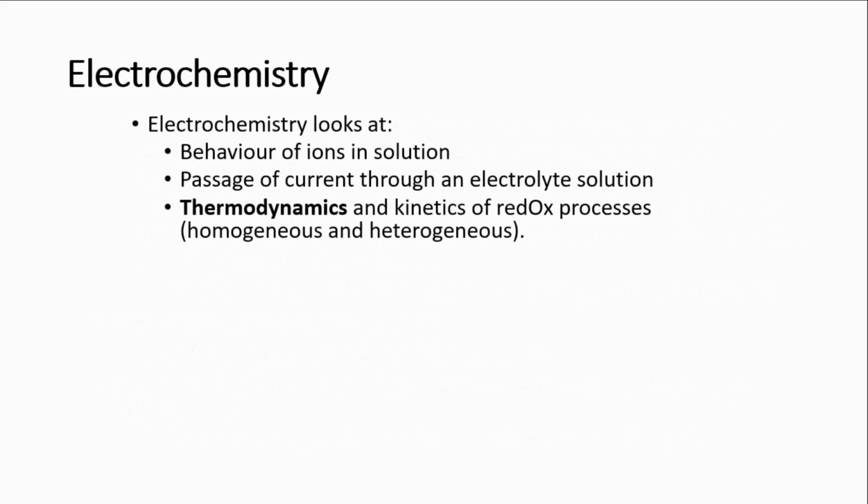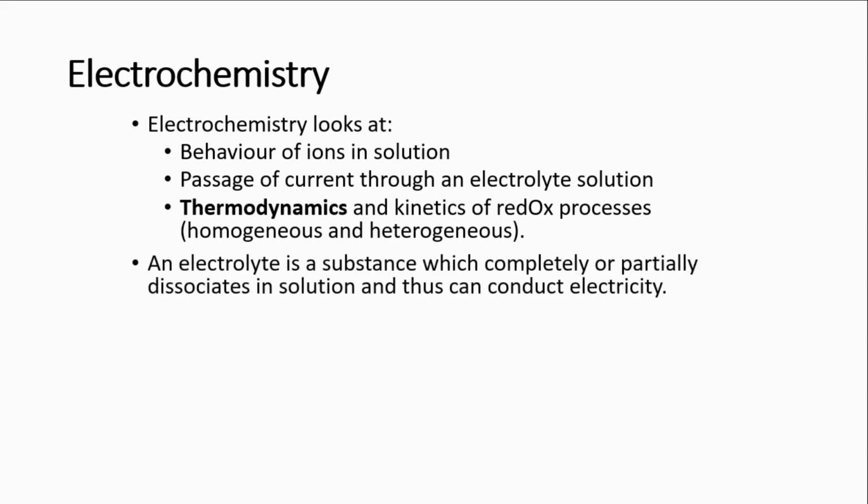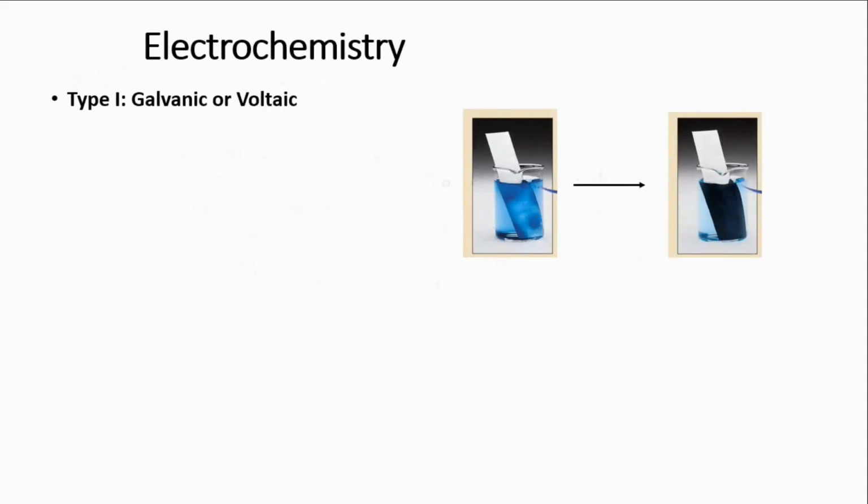Now, electrochemistry really looks at the behavior of ions in solution, and also the passage of current through an electrolyte solution, and what happens during that process. Thermodynamics and kinetics of redox processes can be homogeneous or heterogeneous. An electrolyte is a substance which completely or partially dissociates in solution and thus can conduct electricity.